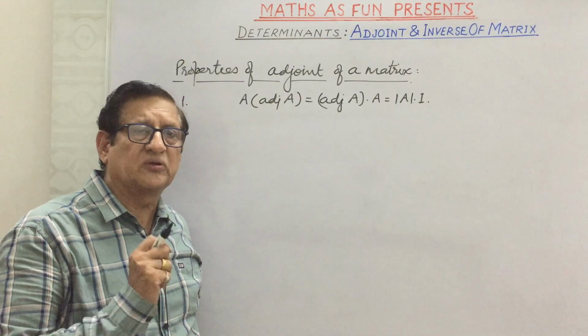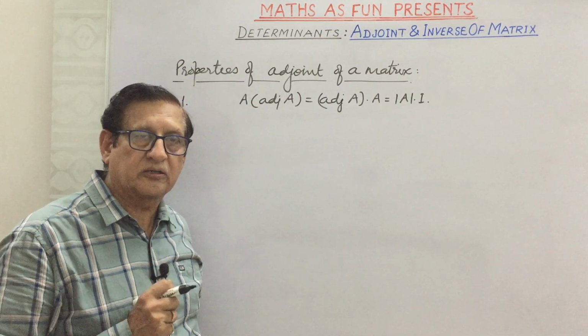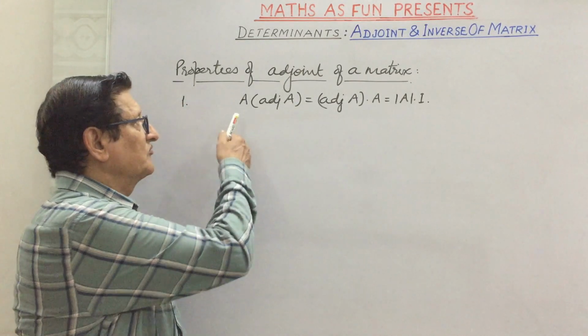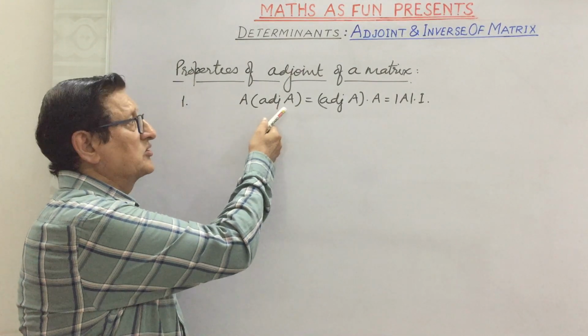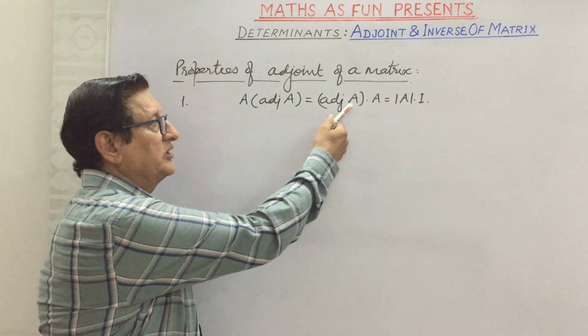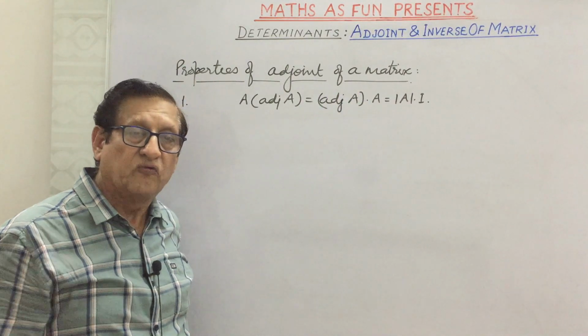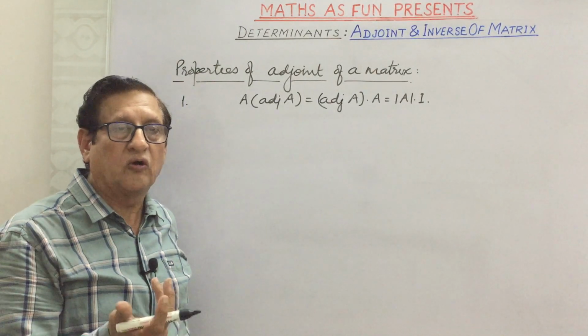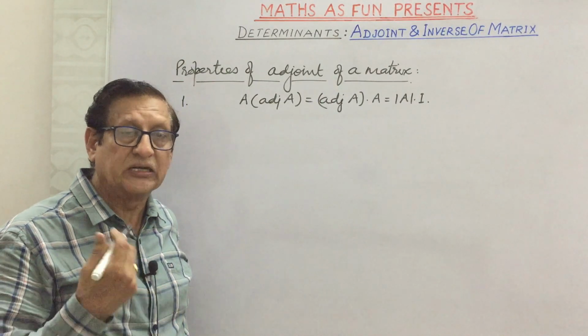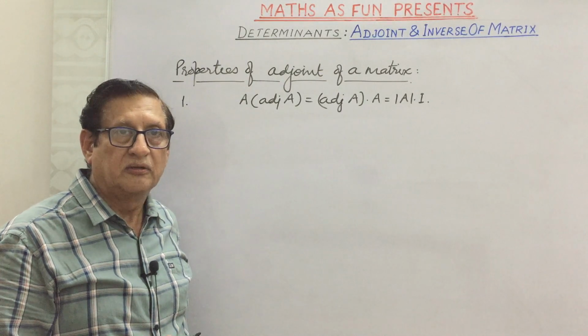We discuss now some of the properties of adjoint of a matrix. And the first one of them is A into adjoint A is equal to adjoint A into A is equal to determinant A into I for any square matrix A of order n into n, where n is greater than 1.